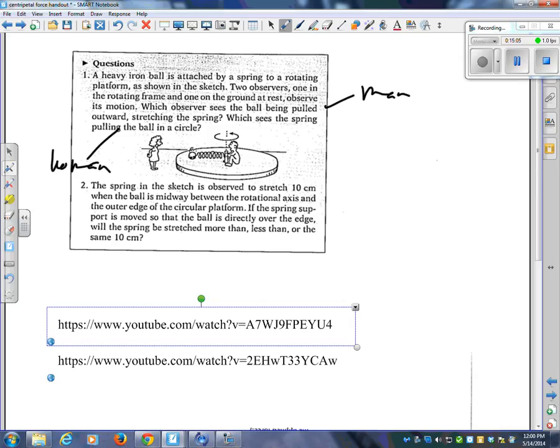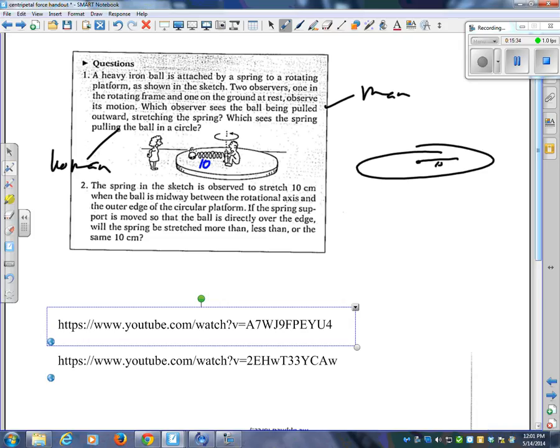Okay, now here's an even more of a brain teaser. The spring in the sketch is observed to stretch 10 centimeters when the ball is midway between the rotational axis and the outer edge of the circular platform. In other words, this distance here is 10. If the spring support is moved, if I take this post, this is kind of hard to explain here. Let me see if I can redraw it. I should probably do this every year.